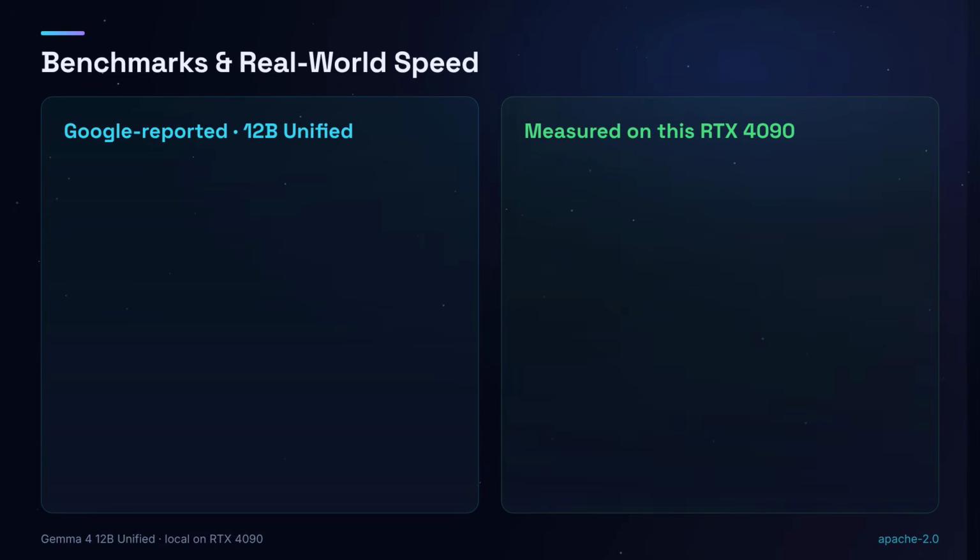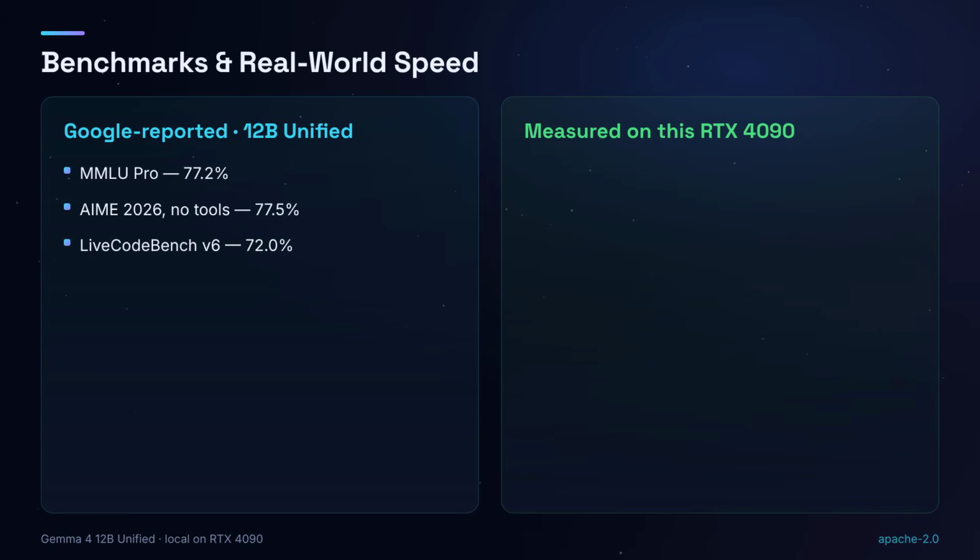So how good is it really? On Google's reported benchmarks, the 12B Unified scores 77.2% on MMLU Pro, 77.5% on the AIME 2026 math olympiad with no tools, 72% on LiveCodeBench, 78.8% on GPQA Diamond, and nearly 80% on MathVision. Numbers that beat last year's 27 billion parameter Gemma 3.